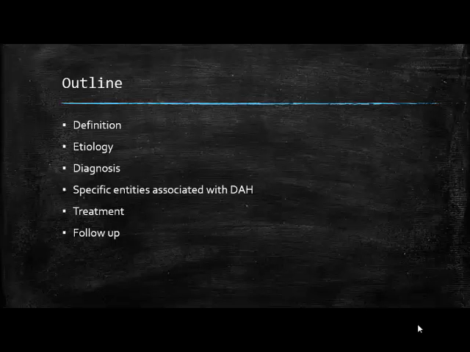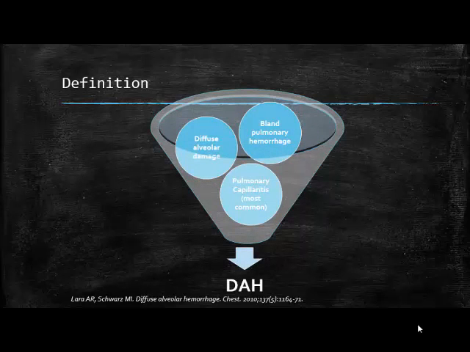I'm going to start with defining diffuse alveolar hemorrhage, talking about etiologies as well as how to diagnose it, specific entities associated with DAH, overall treatment, and what happens to those patients in the long run.